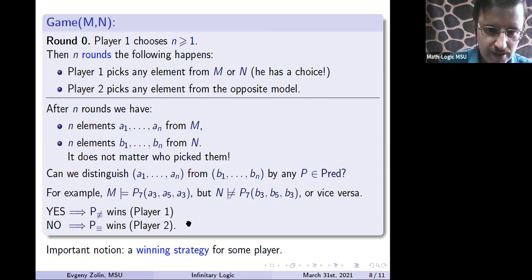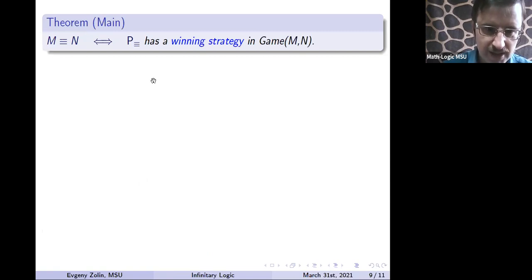Окей. So, a general theory of games says that in this game, either the first player has a winning strategy or the second player has a winning strategy. And now we, the logicians, ask which of the two players has a winning strategy. The answer is the following. The second player has a winning strategy in this game if and only if these two structures satisfy the same first order sentences. They are elementarily equivalent.